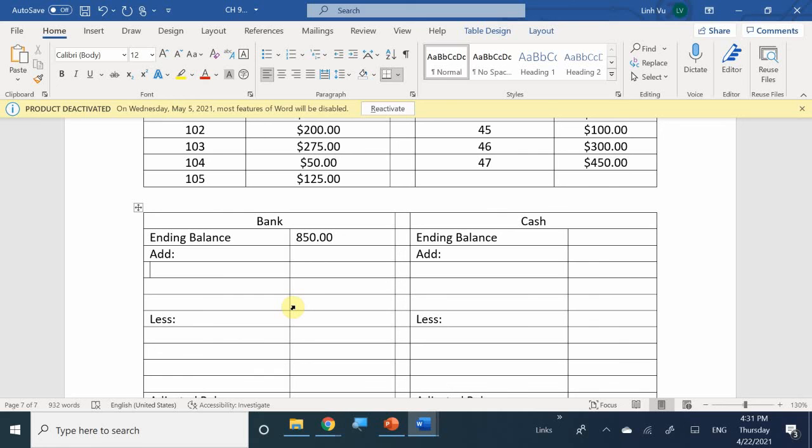The checks that haven't been deposited or processed? How could we tell that? I can't tell that by looking at the spreadsheet. Well, first I'm asking you the question, and then I'll show you. So no, it's not going to be your outstanding checks. That's what you're going to subtract from your bank statement. You want to add the deposits. Deposits.